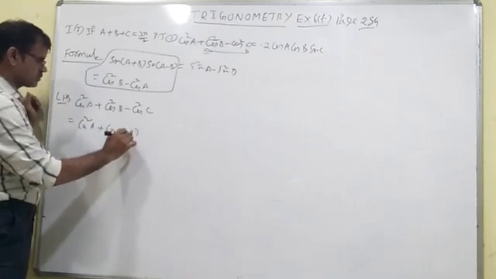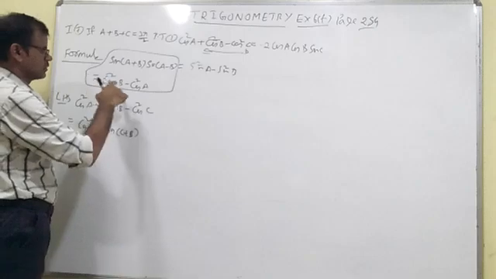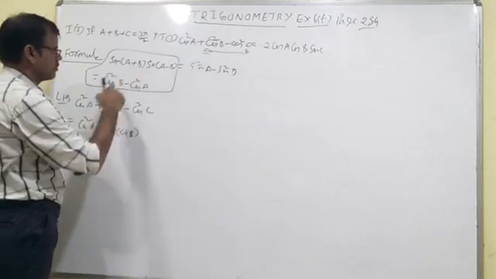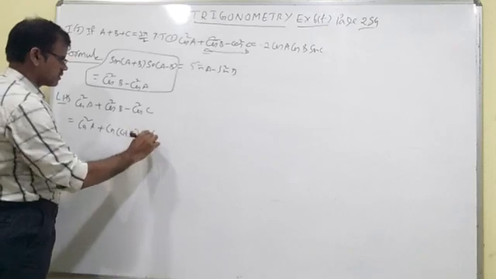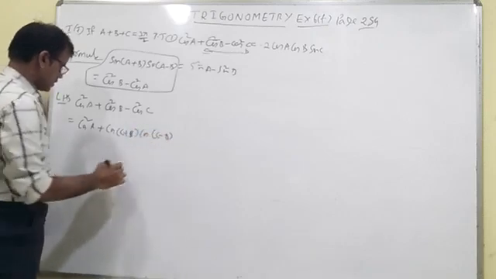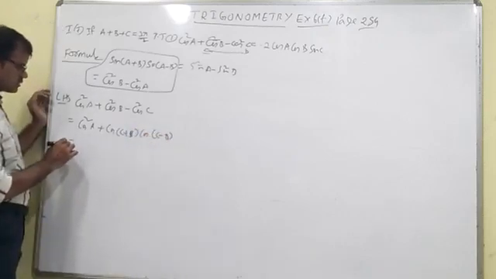Second letter first. (a plus b) into (a minus b). So what is here second letter? Cos of (c plus b) into cos of (c minus b).